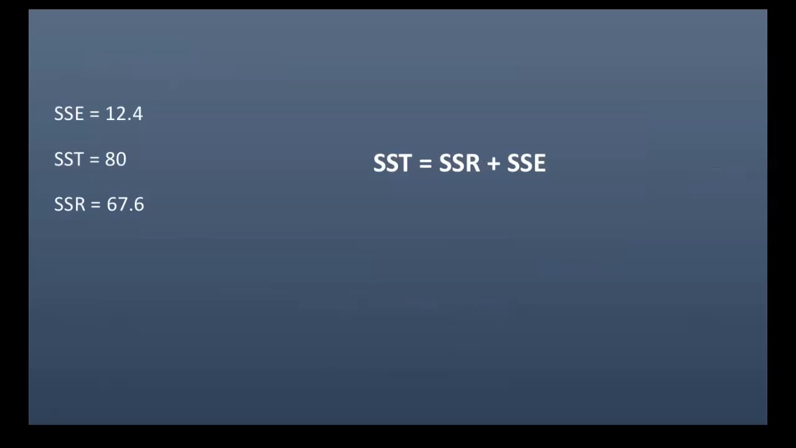Now there's another way that we could have solved for these values. If we would have just found two of them, we could figure out the unknown by using this equation, where SST equals SSR plus SSE. You can plug in the values that you found in this problem just to make sure that everything works out mathematically. So SST of 80 equals your SSR of 67.6 plus your SSE of 12.4.